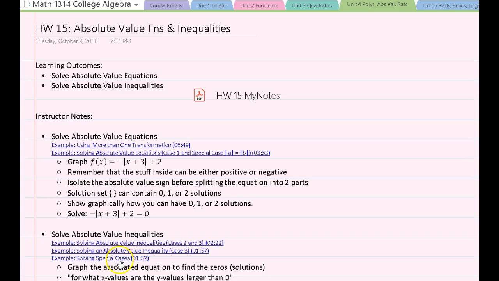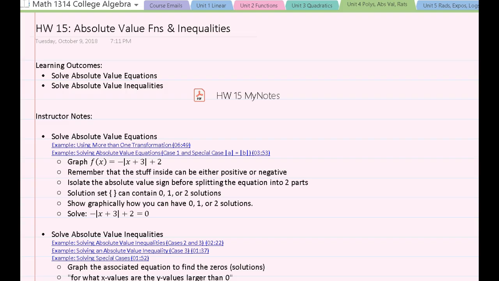This video introduces the topic of absolute value equations and absolute value inequalities. The learning outcomes are to solve absolute value equations and to solve absolute value inequalities. Before solving absolute value problems, we will quickly review graphing absolute value functions to gain a better understanding of what it means to find solutions to absolute value equations and inequalities.